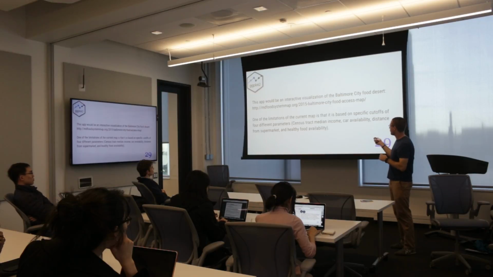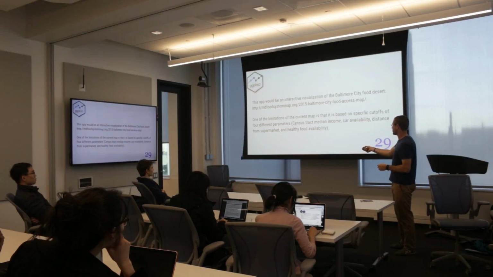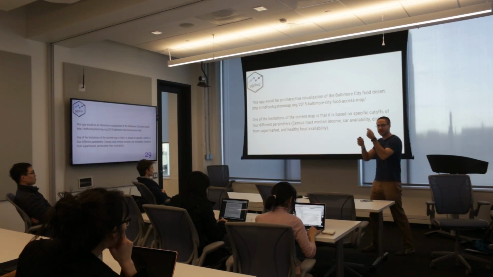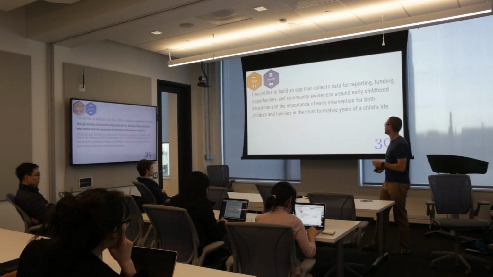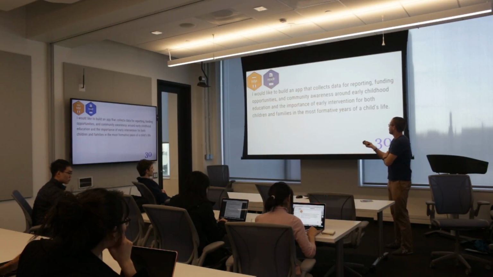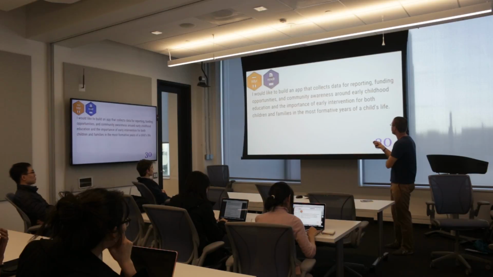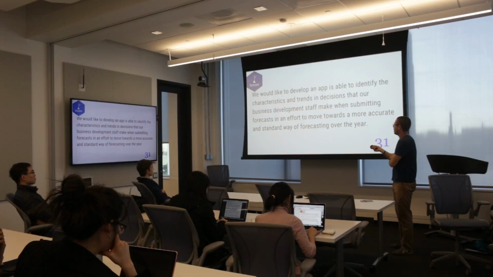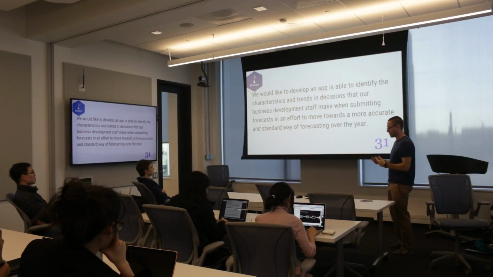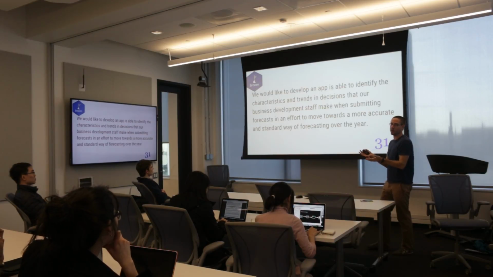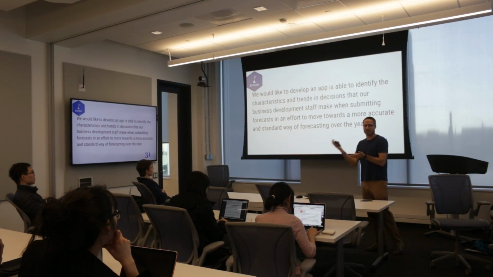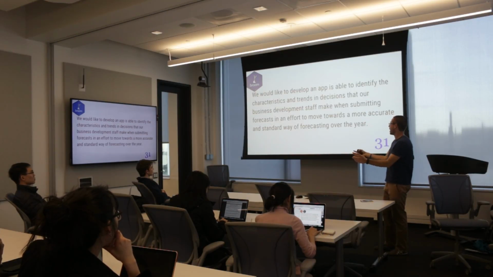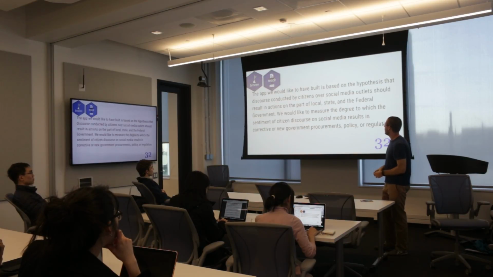So this is an app for interactive visualization of Baltimore city food deserts. Right now there are some very specific parameters that have been set, and it'd be nice if you could tweak those and explore the data more carefully. This is for identifying community and funding opportunities around early childhood education. This one is for collecting information from their staff and then predicting the next quarter's business issues that are coming up, but identifying that in a large organization, how do you bubble that up from the low-level staff?